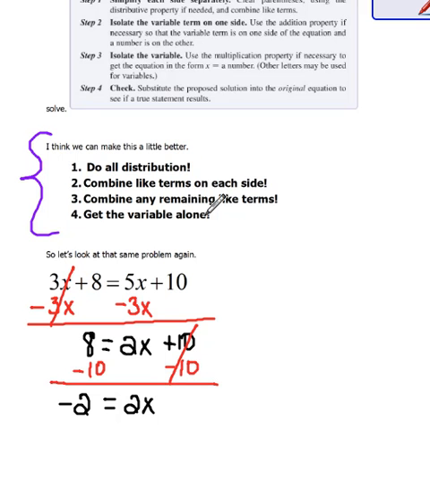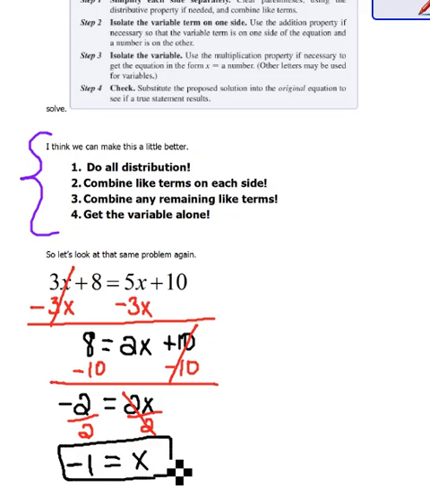So now we're ready for step 4. Get the variable alone. Right now, it's being multiplied by 2. So the opposite of that would be to divide both sides by 2. 2 divided by 2 is 1. So on the right-hand side of our equal sign, we're just left with an x. And over here on the left, we have negative 2 divided by 2, which is negative 1. So our answer here should be x equals negative 1.